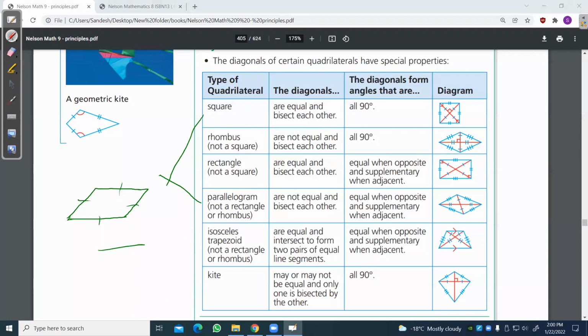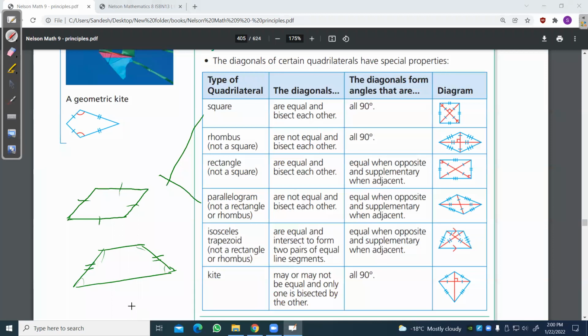A trapezoid is just something like this, where none of the angles are the same. They're all going to be different angles, and side lengths are also going to be different. But if it's isosceles, just like an isosceles triangle, these 2 side lengths are equal.